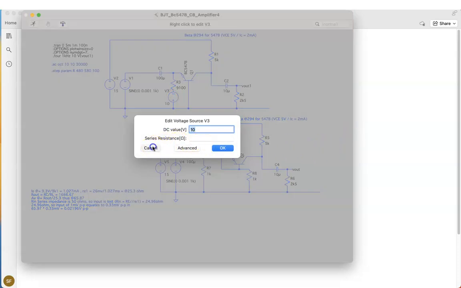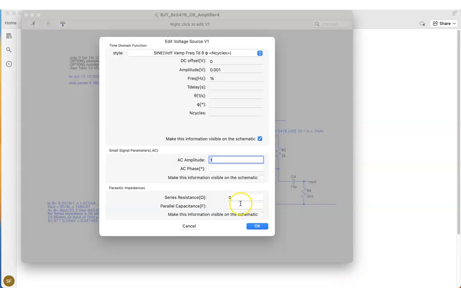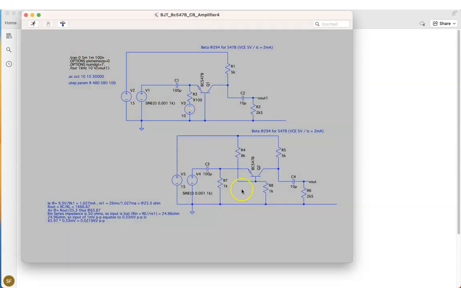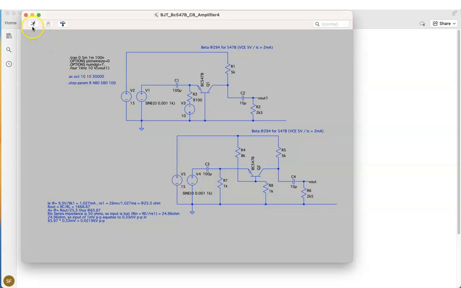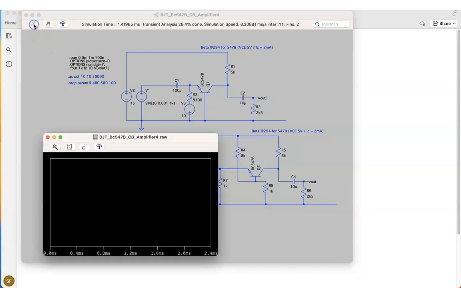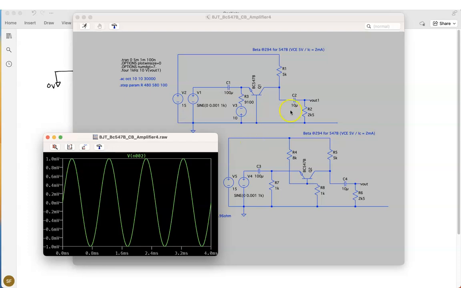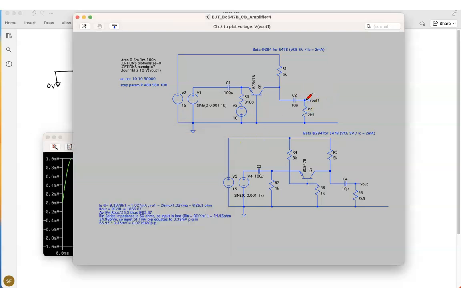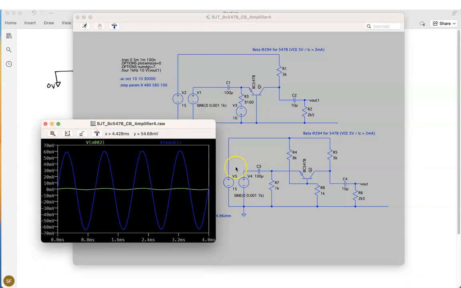Okay, so that's with a load. Okay, so settings are comparable. Let's just see what these look like. So that's our input. That's our output, which is what we previously got.